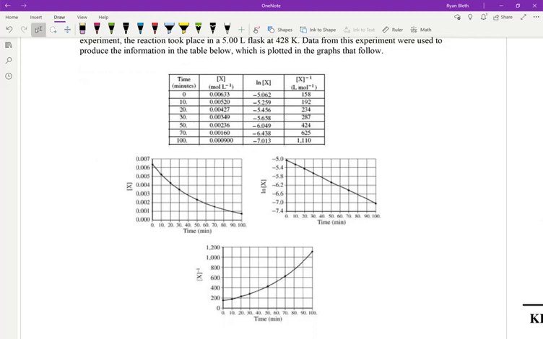Hopefully remembering that we're going to use those 3 graphs to determine what the reaction order is based on which graph is the linear one. In this case, clearly the one there in the top right with natural log of X is the one that's linear.